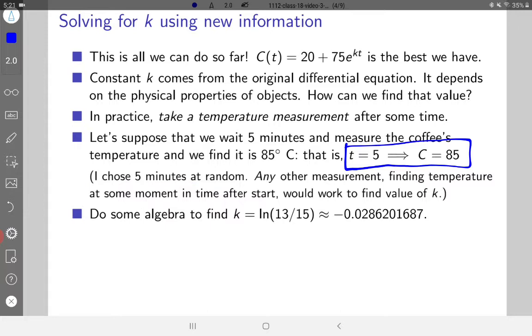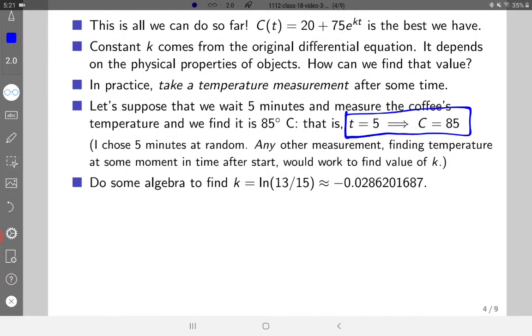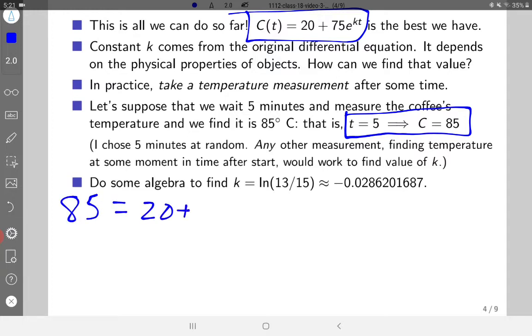For the coffee's temperature in Celsius, all I need is just some other data point to allow me to solve for this value of k, which is what we're going to do right now. So what we have is that function up there at the top, and what I'm going to do is plug in the values that we just measured. So I'm going to plug in 5 for t, and I'm going to plug in 85 for the output for c, and let's see what that tells me. 85 comes out when I plug in 5 for t. So I have e to the k times 5, or e to the 5k.